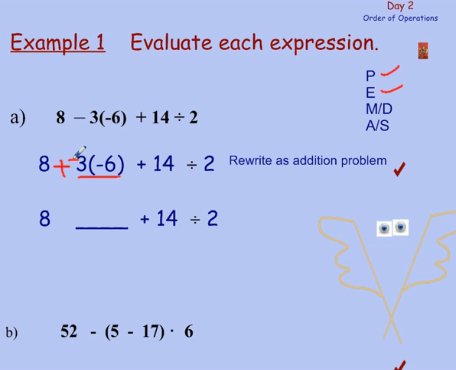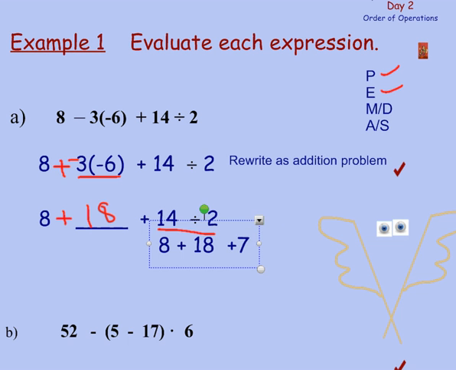So technically this is a negative 3 times a negative 6, and a negative times a negative is a positive, so that's going to give me 18. I'm going to put an 18 there, and I'm going to put a plus sign in here for myself. All right, is there any more multiplication or division? Yes, right here, there's a 14 divided by 2, and I believe that is 7. So I'm going to type up 8 plus 18 plus 7.